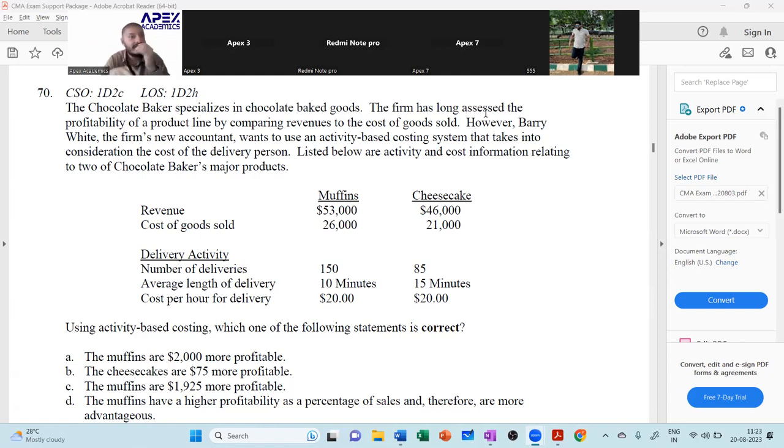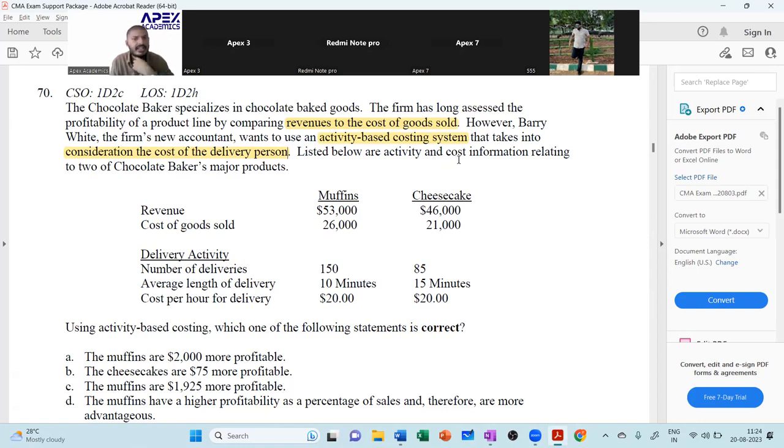Therefore, carriage outwards, delivery cost, freight outwards, these items are not a part of COGS. Hence, they are considered to be a part of overheads. Now, for a company that is calculating its profit by comparing revenues to COGS, will the delivery boy's cost be a part of COGS? Obviously, it is not. But now this new accountant, Barry White, says he wants to use an ABC that will take into consideration the cost of the delivery person. Now, the cost of delivery person has to be factored into the calculations.